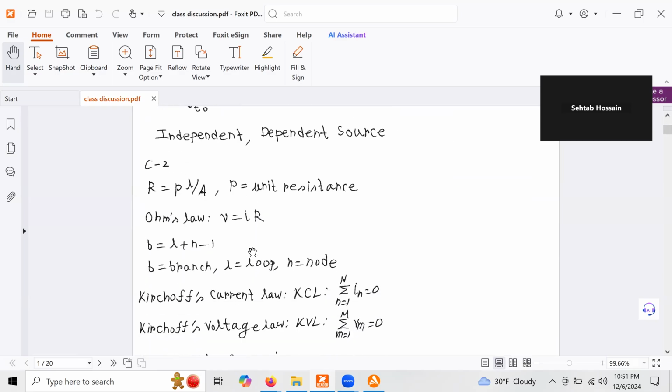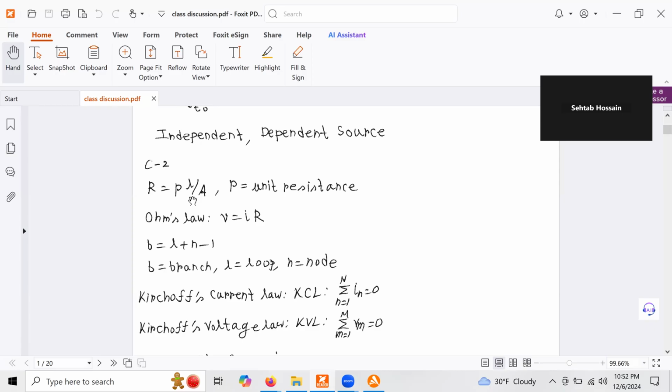So let's go to lecture 2. In lecture 2, we learned about Ohm's law. Before Ohm's law, let's talk about resistance. Resistance is equal to resistivity times L over A. L is length, A is the area of the conductor, and rho is the resistivity. Resistivity will be different for each individual material.